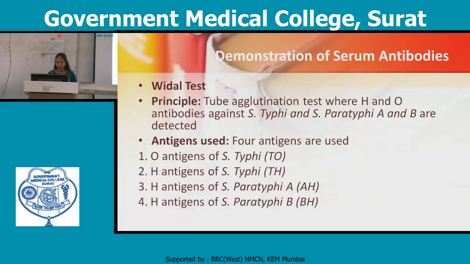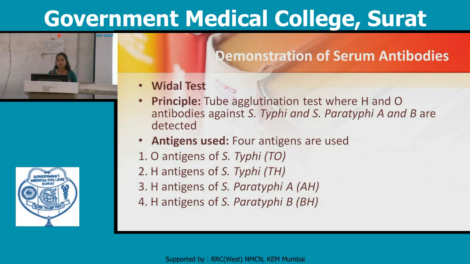Demonstration of serum antibodies by the Vidal test. The principle is a tube agglutination test where H and O antibodies against S. typhi and paratyphi A and B are detected. Four antigens are used. First, the O antigen of S. typhi, that is TO. The H antigen of S. typhi, that is TH. The H antigen of S. paratyphi A, that is AH. The H antigen of S. paratyphi B, that is BH.